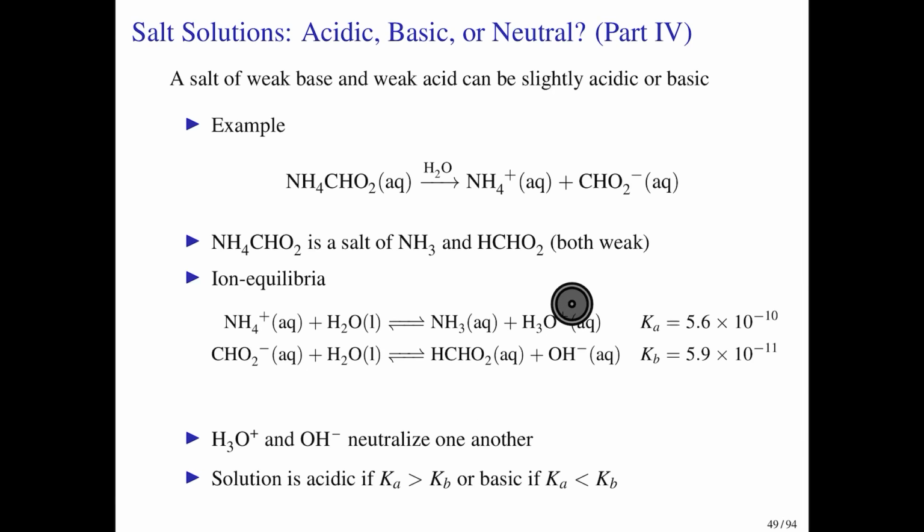And so the question is, which of these two reactions is going to be dominant? Are you going to have an excess of hydronium or an excess of hydroxide? And the answer depends on the value of the Ka for ammonium and the value of the Kb for formate. Whichever of these two ions has the larger equilibrium constant will determine whether there's more hydronium or more hydroxide at equilibrium. In this case, the Ka value for ammonium is larger than the Kb value for formate, and so we would expect a little bit more hydronium at equilibrium, and therefore the solution is going to be acidic.